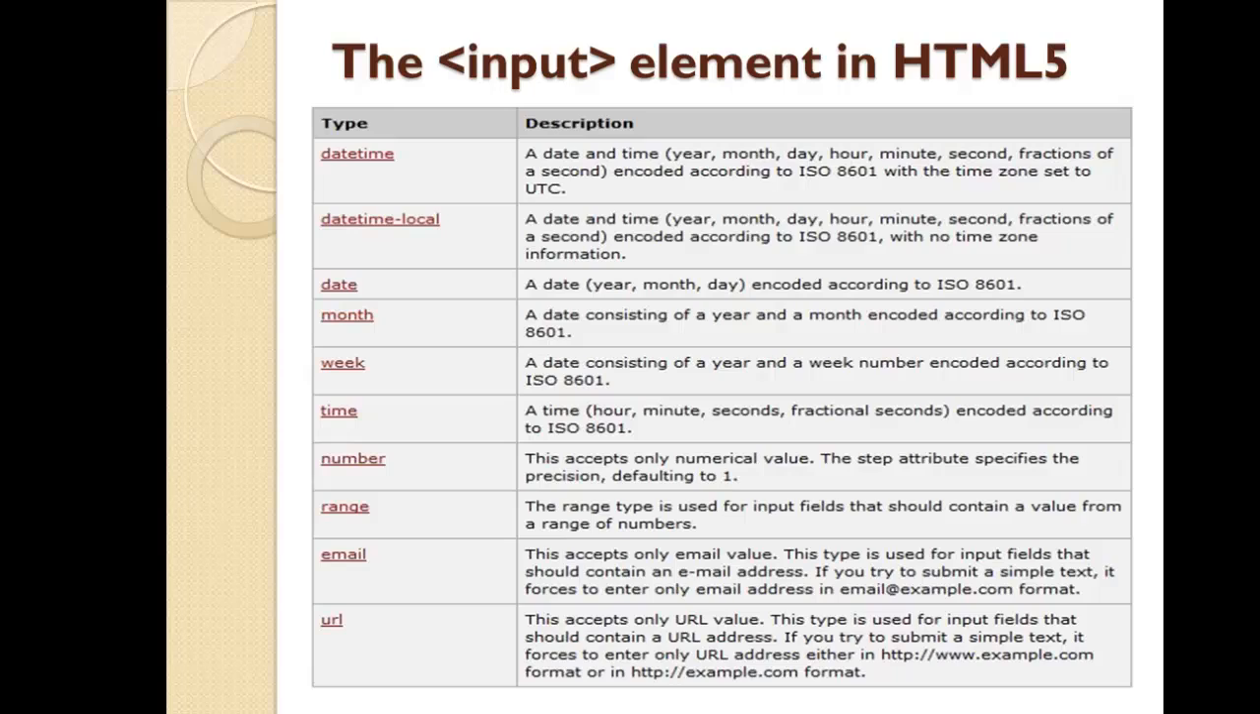The placeholder attribute. HTML5 introduced a new attribute called placeholder. This attribute on input and textarea elements provides a hint to the user about what can be entered in the field. The placeholder text must not contain carriage returns or line feeds. Let me show you one example.